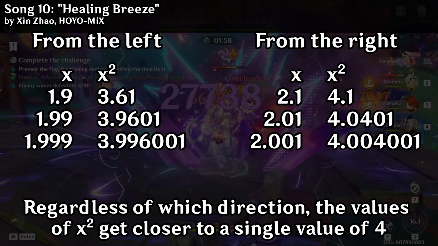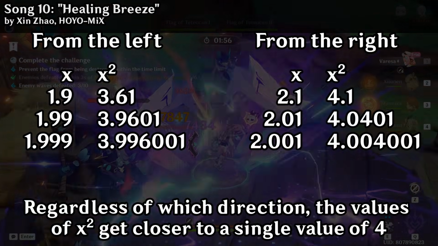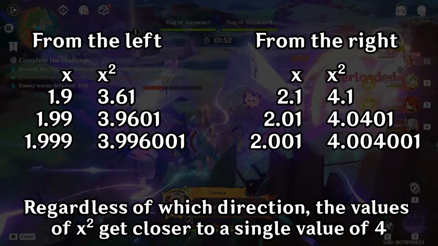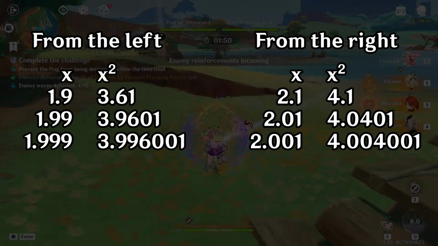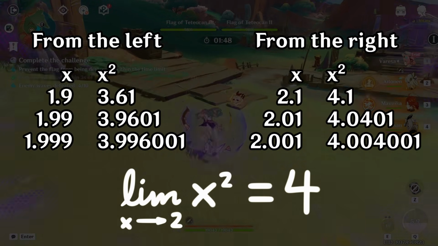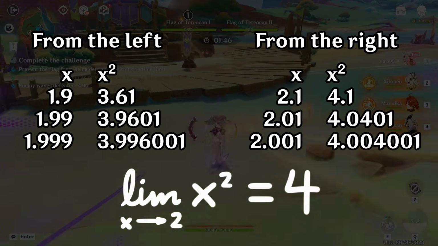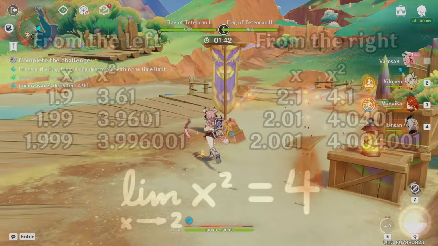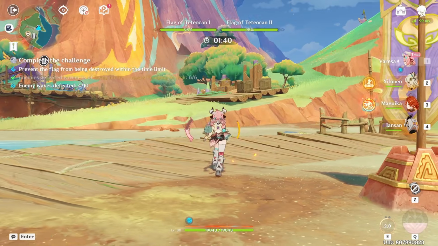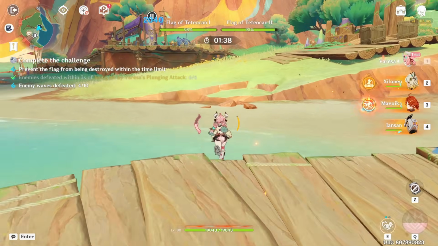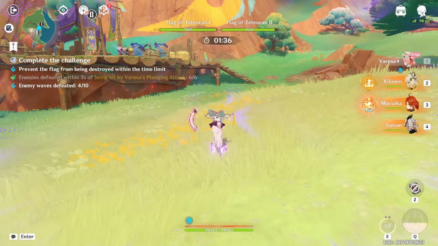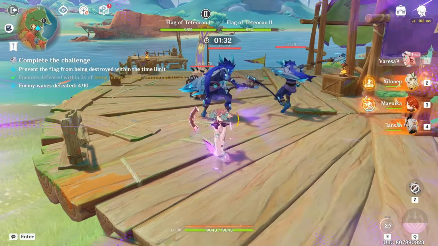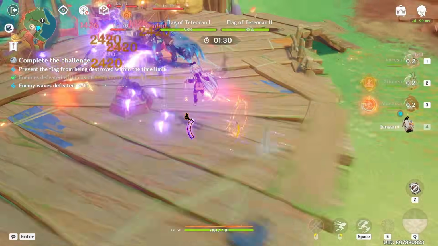What we can observe is that it doesn't matter if we approach from the left or the right, the values tend towards 4. Because of this, we can say that the limit of x squared as x approaches 2 is equal to 4. Even though we can see that the limit would evaluate to 4, we never actually reach x is equal to 2, and never evaluate 2 raised to the second power directly.